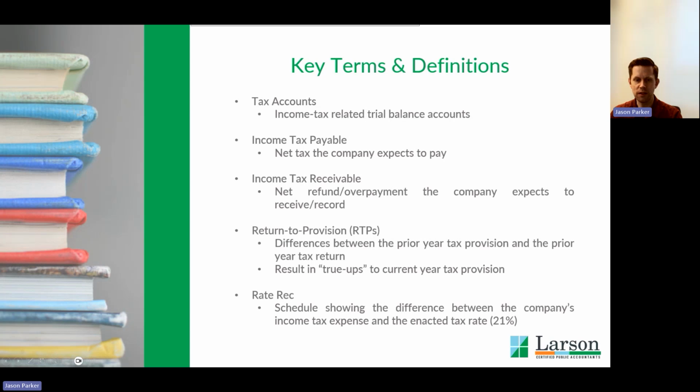These are our RTPs. The rate rec we'll walk through preparing that, and this shows the difference between the company's income tax expense and the enacted tax rate of 21%. So you'll see, based on your financial statement income, if you multiply that by 21%, that's kind of what you'd expect to pay in taxes. But when we do the provision, it's going to be different. And so that rate rec shows you why there's a difference.